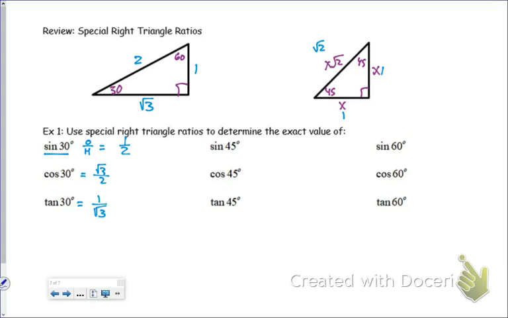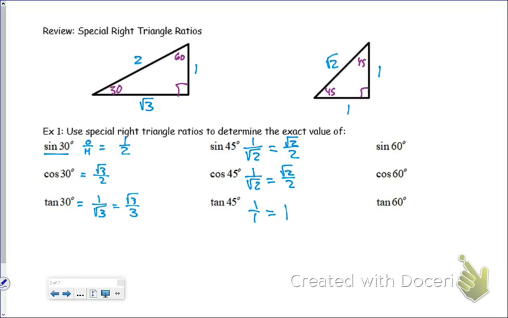Now, your teacher next year may want you to rationalize this. They may not. But if you did rationalize it, this would be root 3 over 3. So to find the sine of 45 degrees, again, we're going to use that 45-degree triangle. Across from 45 is 1, and the hypotenuse is root 2. So the sine of 45, the opposite over hypotenuse, is 1 over root 2. If you rationalized, that would be root 2 over 2. Cosine, the adjacent over hypotenuse, is actually the same thing, which is root 2 over 2. And then tangent, opposite over adjacent, is 1 over 1, which is just 1.